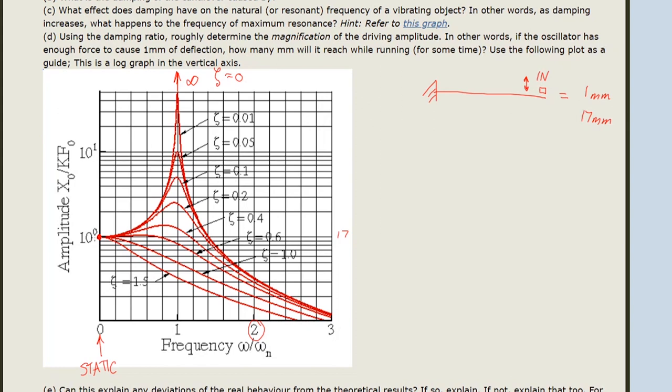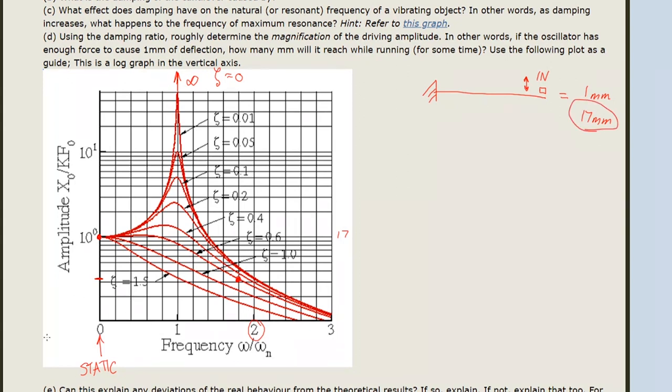So here, if we had, let's say we had this curve here, we might have only this much deflection, which is only 1, 2, 3, 4, 5, 6, 7. These are log graphs, so 1, 2. So that's only about 20% of, let's say, the 17 mil. So there's only a couple of millimeters of deflection.